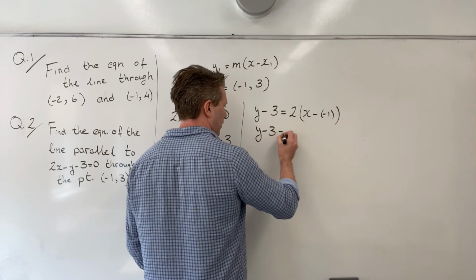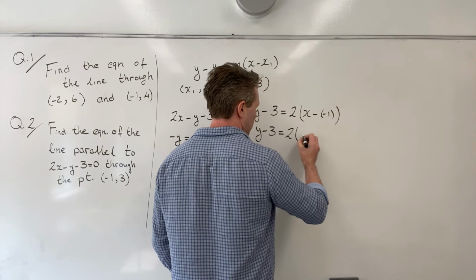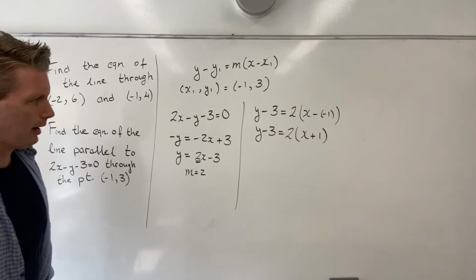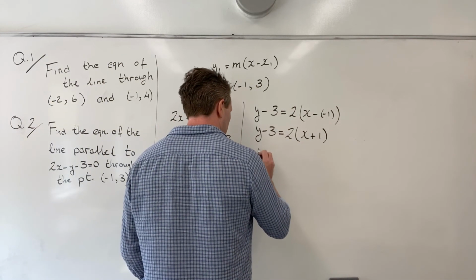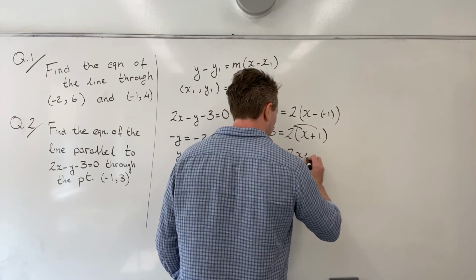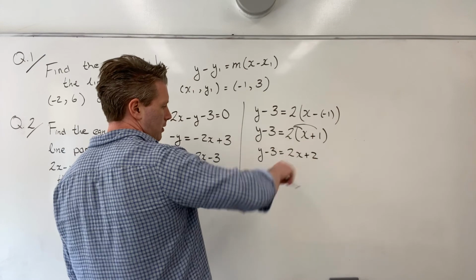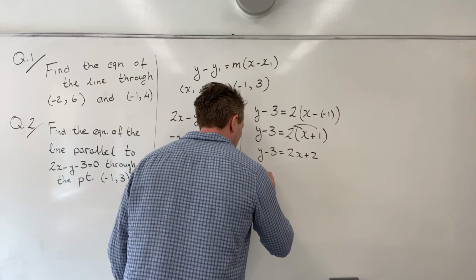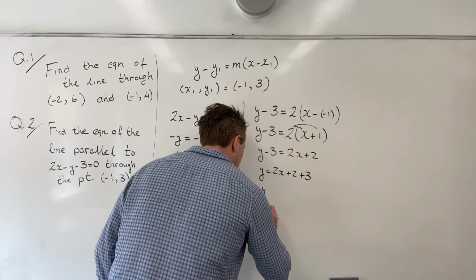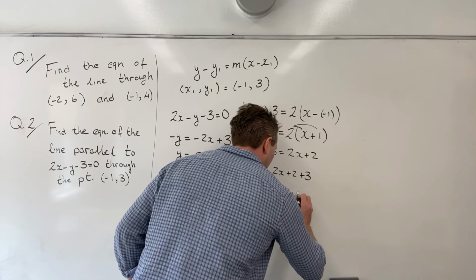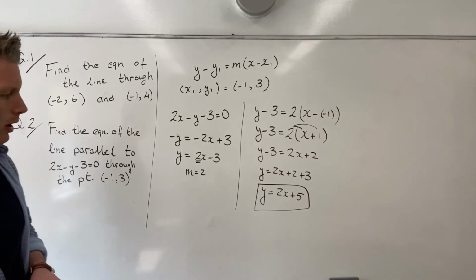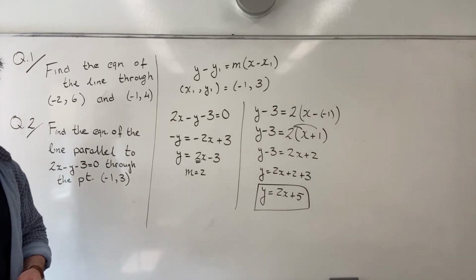So, completing the algebra, I have y minus 3 is equal to 2 times x, double negative gives me a positive, x plus 1. And then distributing out the brackets, I have y minus 3 is equal to 2x plus 2. And bring over my negative 3 to the right-hand side. I will have y is equal to 2x plus 2 plus 3, which is y is equal to 2x plus 5. And that is the equation of my line for question number 2.